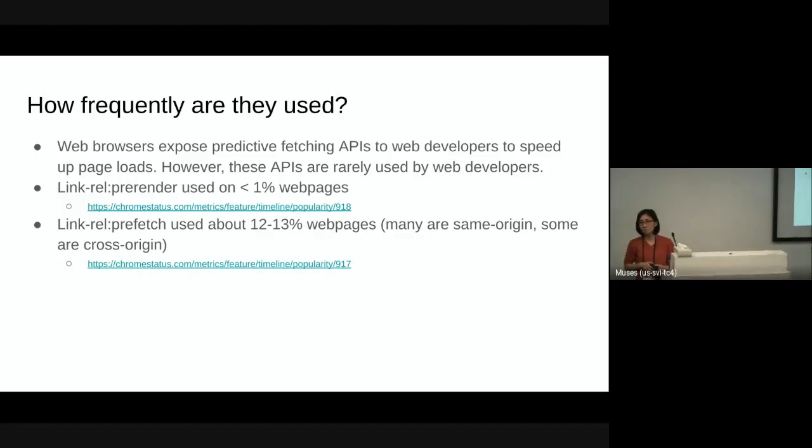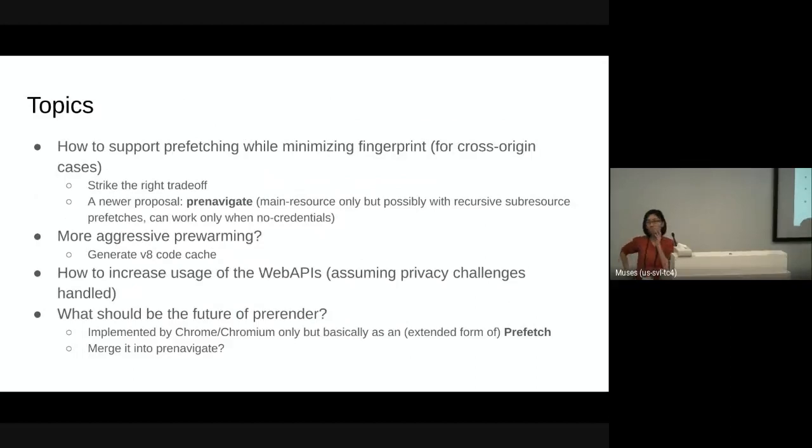On your last slide, you were posing the question about whether we should get more aggressive with pre-warming. I was curious with respect to generating V8 code caching artifacts. Are you thinking about making that a developer opt-in if they're using pre-navigate or prefetch, or is that more something we want to do by default? Maybe. That's an open question. We could do that.